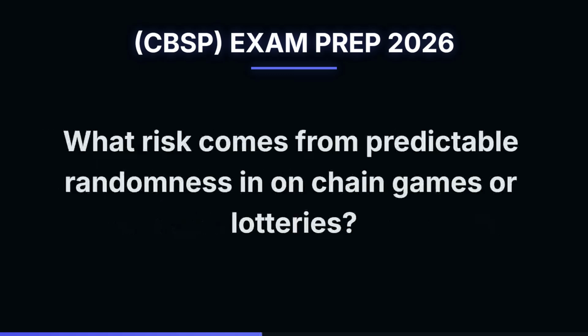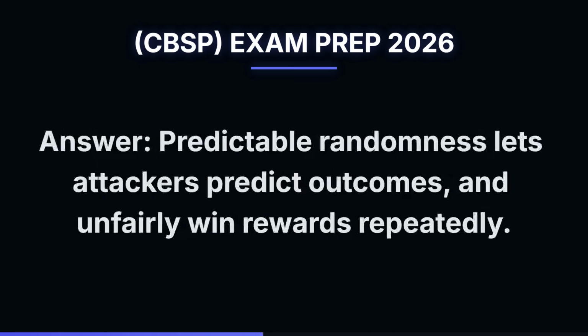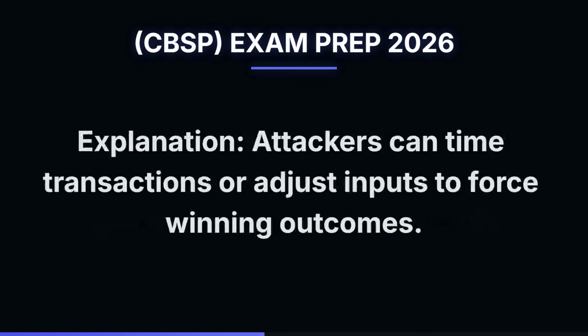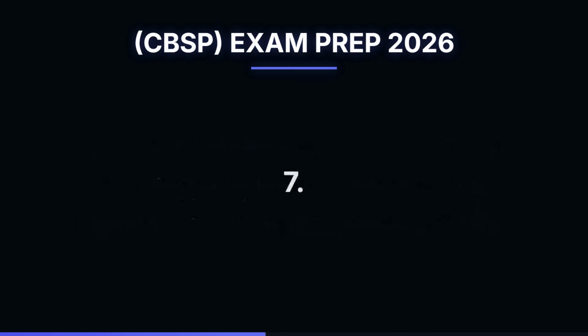6. What risk comes from predictable randomness in on-chain games or lotteries? Predictable randomness lets attackers predict outcomes and unfairly win rewards repeatedly. Attackers can time transactions or adjust inputs to force winning outcomes.